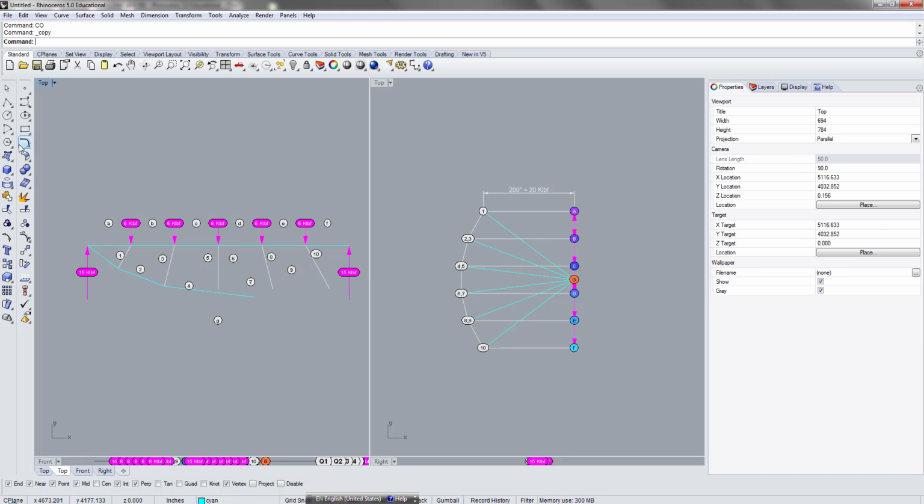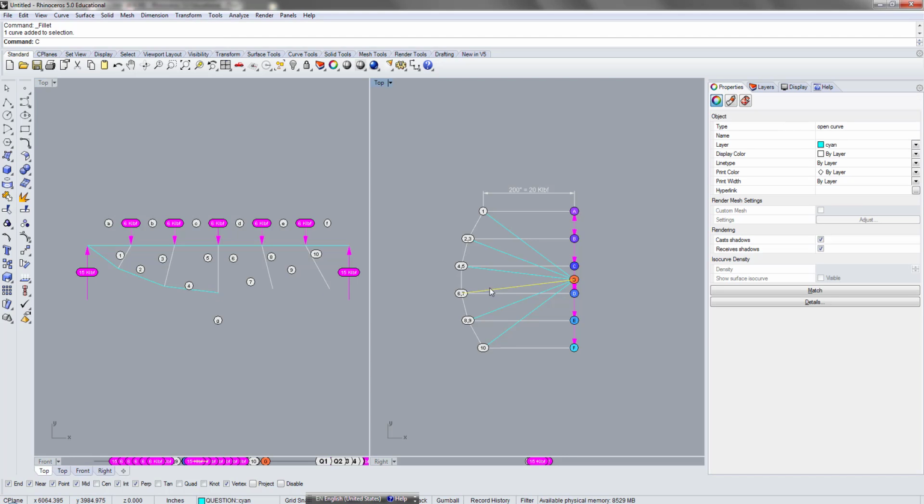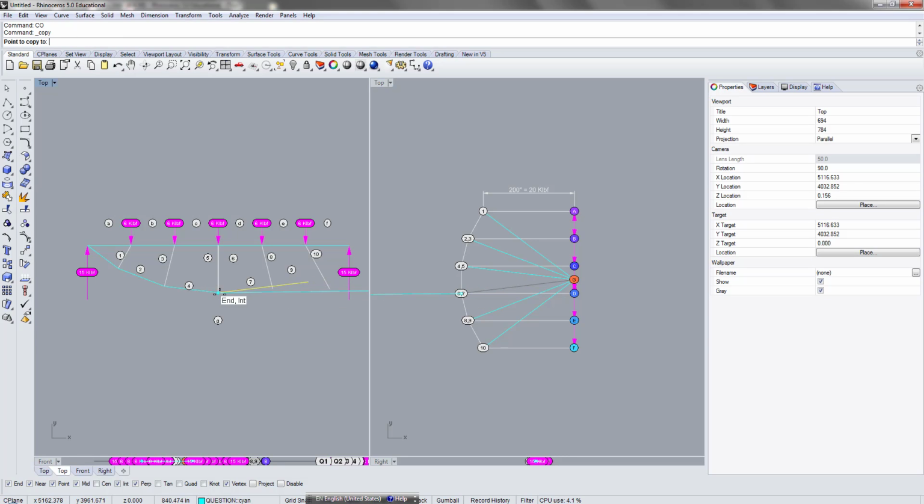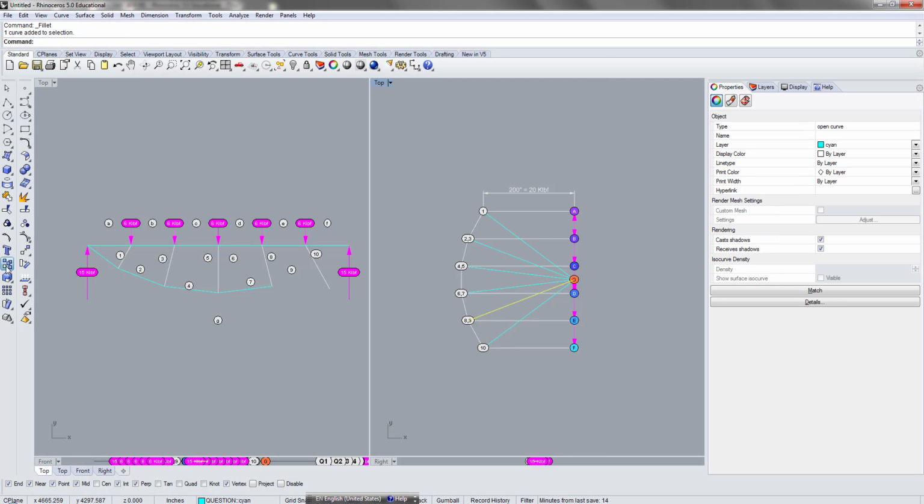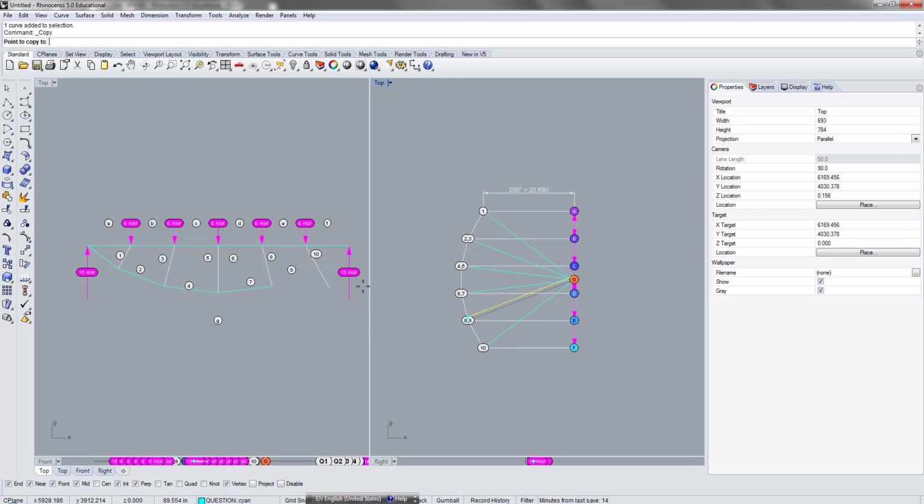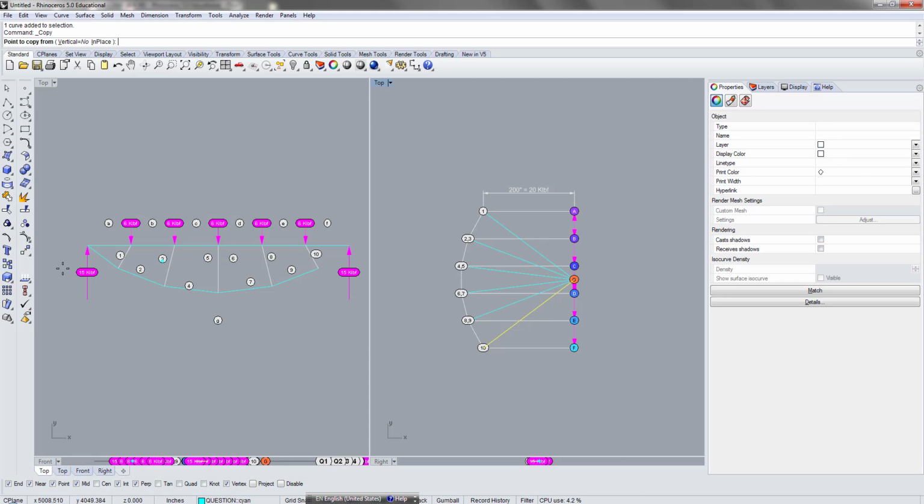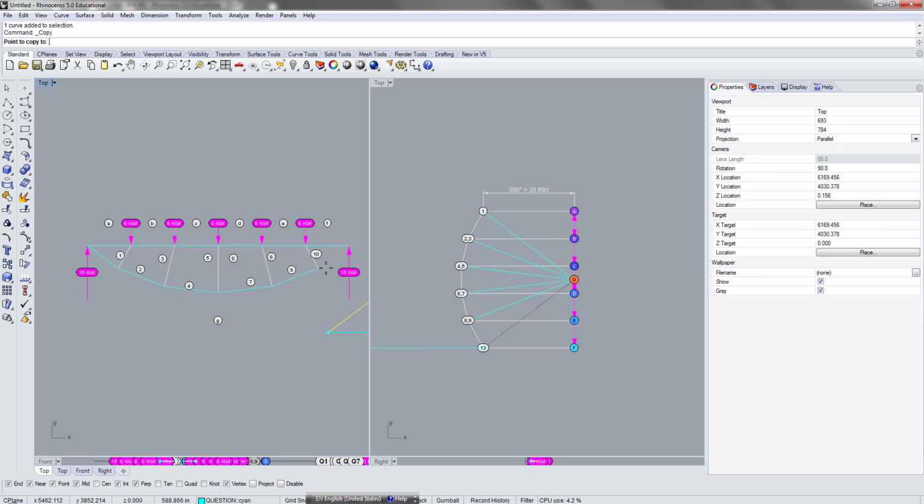G is here. 7G is here. 9G is right here, and 10G is right here.